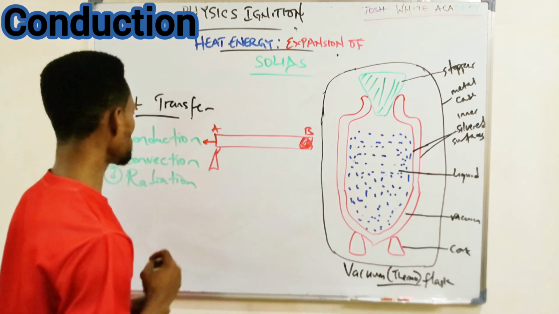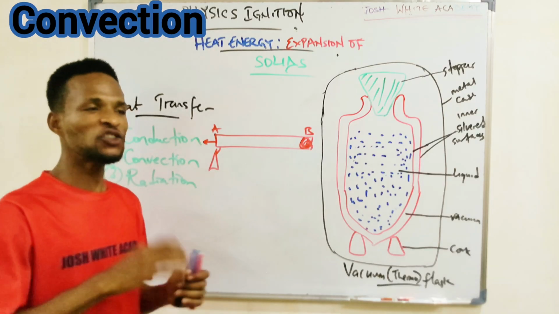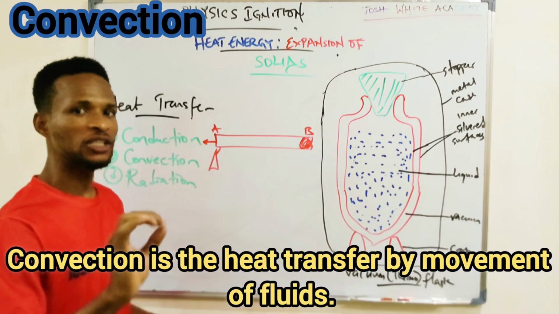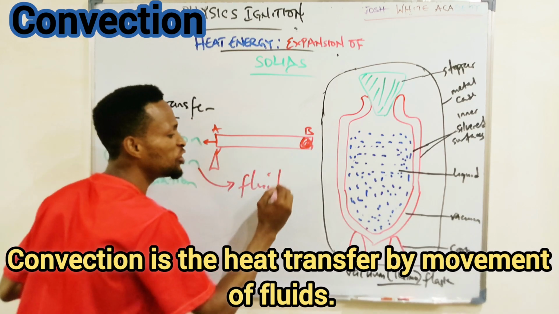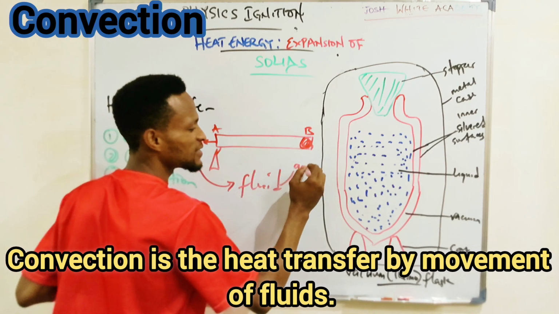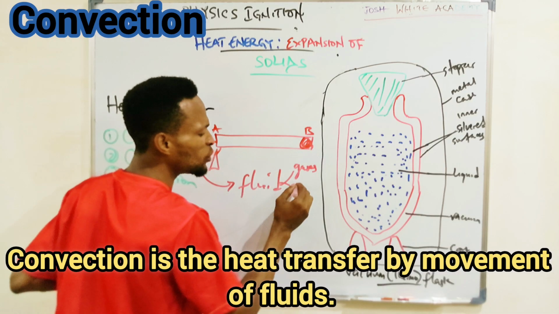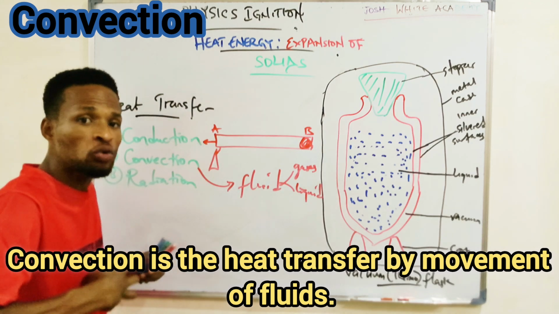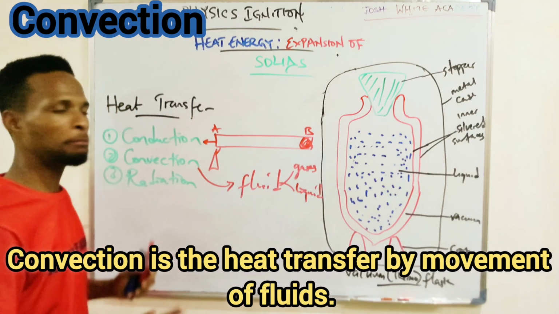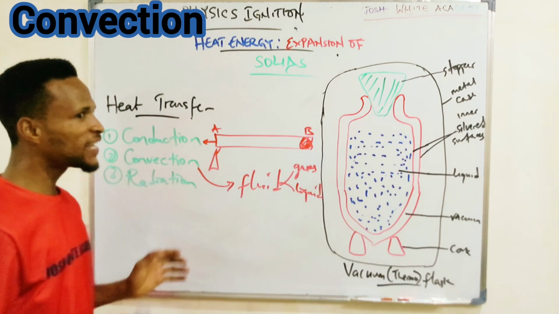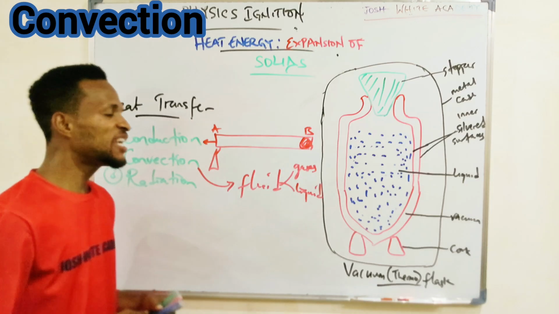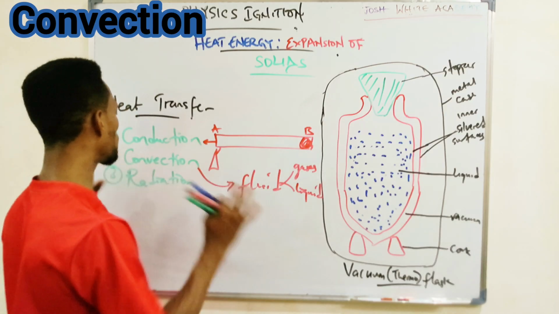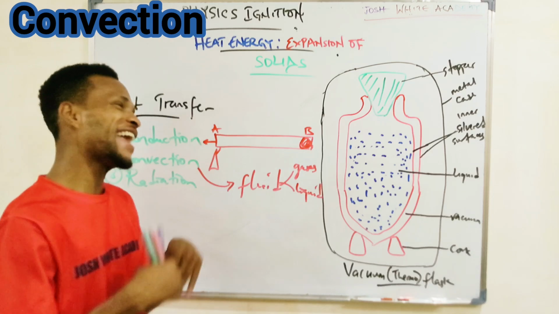Now, convection is actually the movement of heat in fluid. You must take note. What happens with fluid? Fluid can be gases, that's air, or liquid, due to the actual movement of the heated part. So, for instance, convection is most times seen in air conditioning.